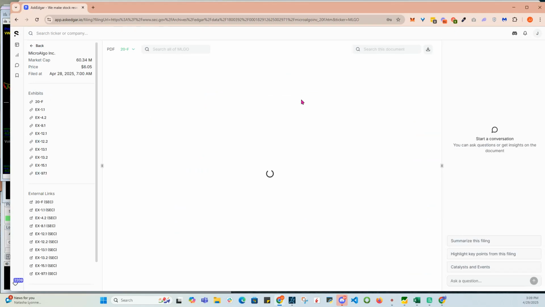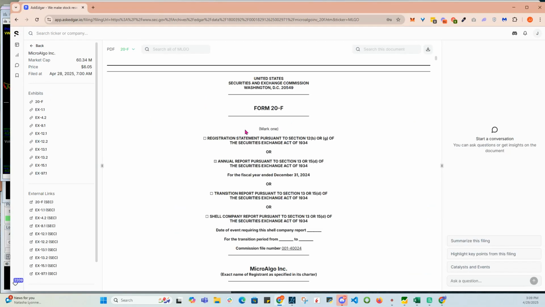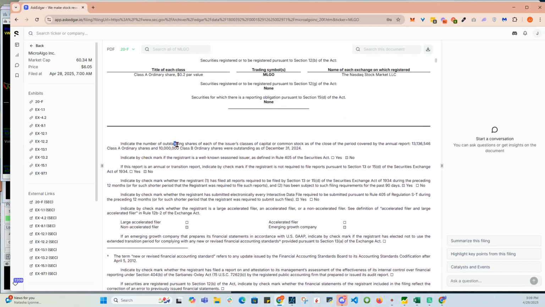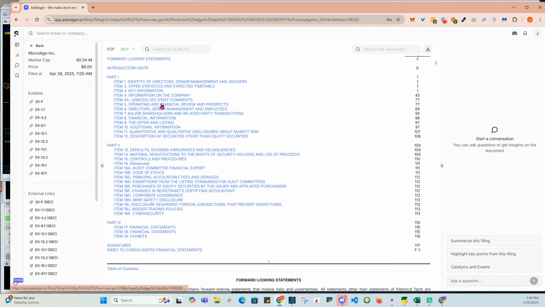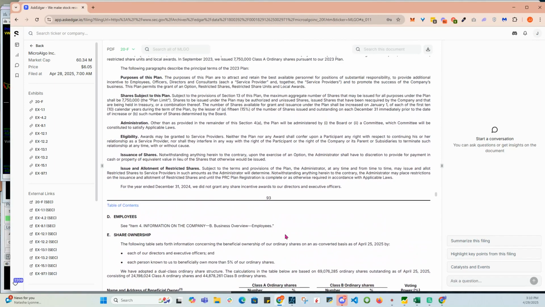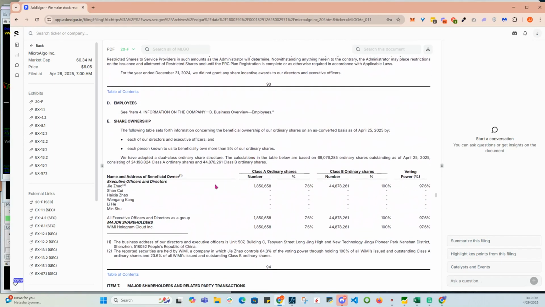And so if you go into the 20F, there's two places where they indicate the outstanding shares. One is at the very beginning of the filing. In this case, they're saying what it was as of December 31st, 2024 is 13 million. But then the other section is in the major shareholders section, in the share ownership, where they'll say how many shares the insiders and 5% shareholders hold, and also how many shares are outstanding. Here they say, as of April 25th, this was Friday, they had 24 million shares outstanding.